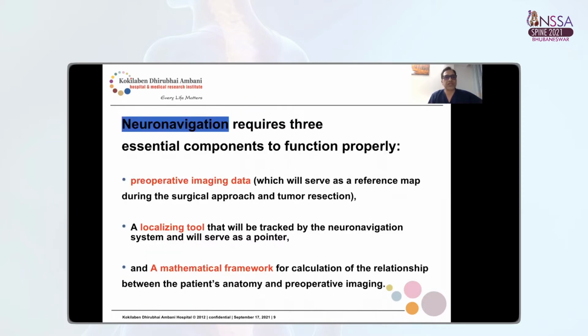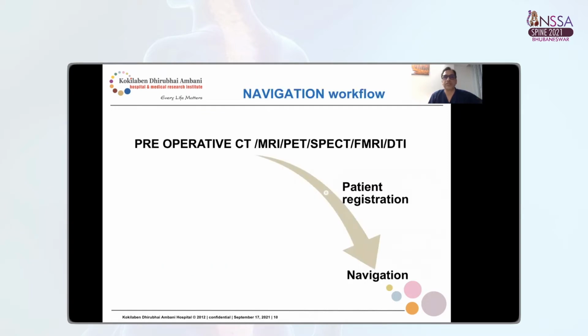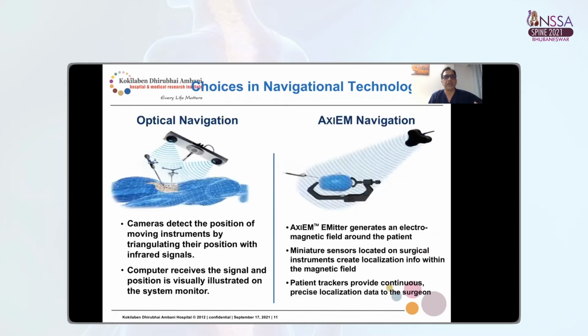There are basically three components of neuronavigation. One is the pre-operative imaging data, then the localizing tool with the globes attached to it, which we call a pointer, and a mathematical framework in the computer for calculating the relationship between the patient's anatomy and the pre-operative imaging. The workflow is that pre-operative imaging is done, then patient registration is done, and you can navigate.